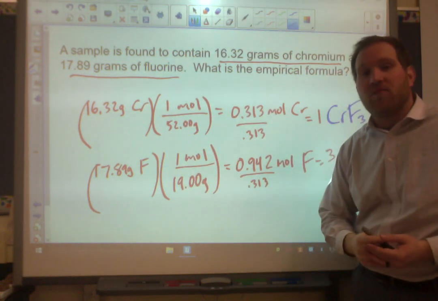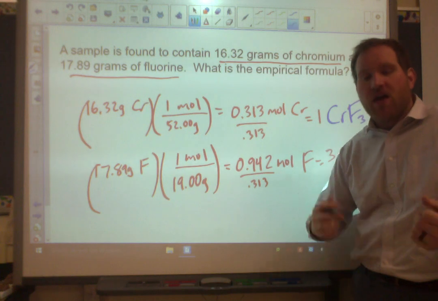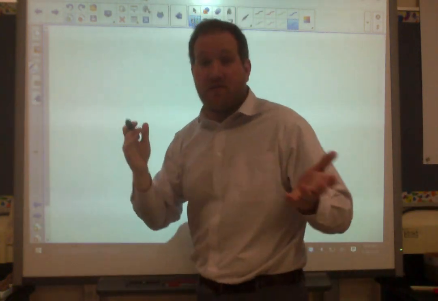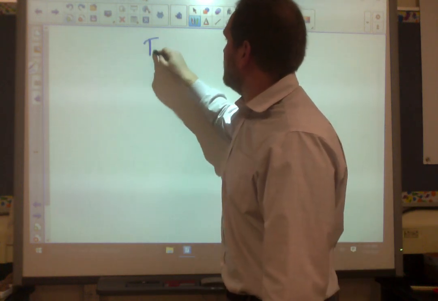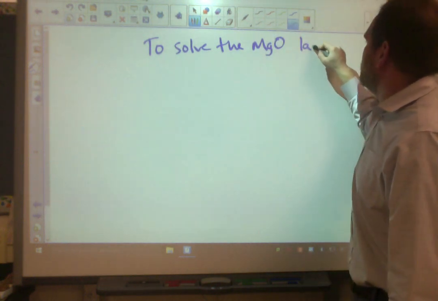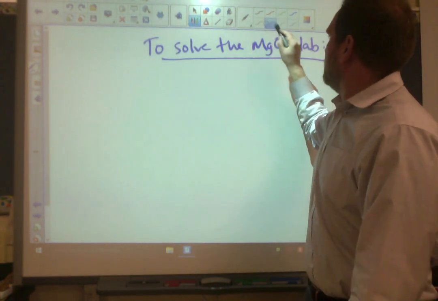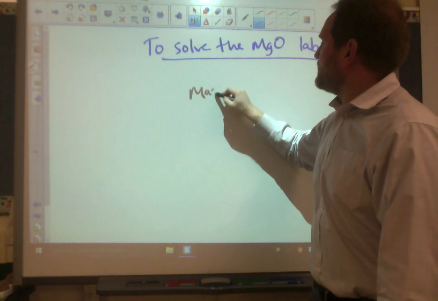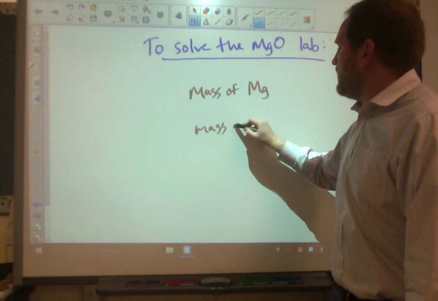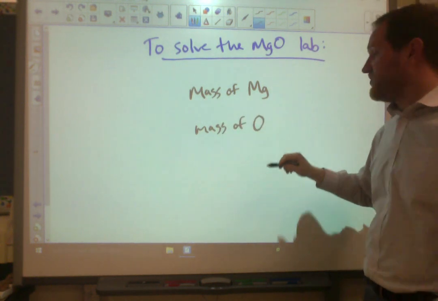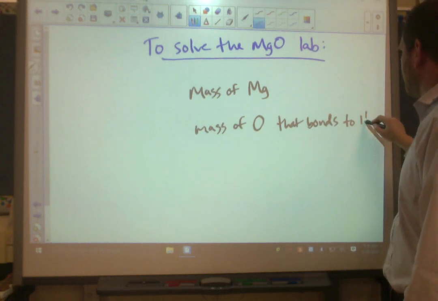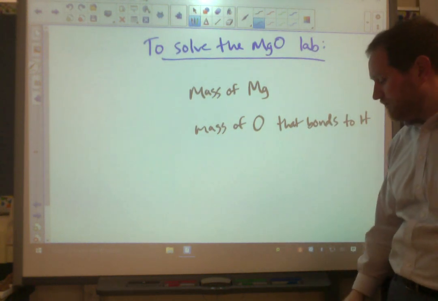And that's what we're going to do in the lab. We're going to take the mass of magnesium and find the mass of oxygen that bonds to it. I'm going to write that out because it's very simple. All we need to solve the MgO Lab, you simply need the mass of Mg, and the mass of oxygen that bonds to it. You do that, you can solve the lab.